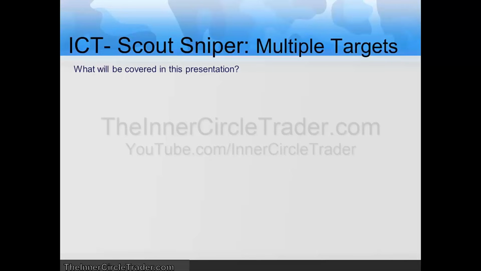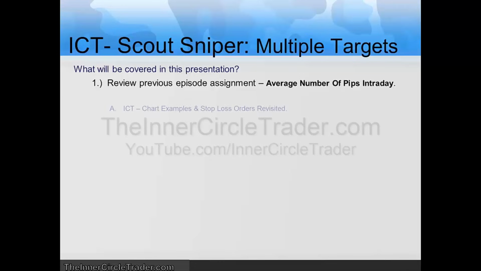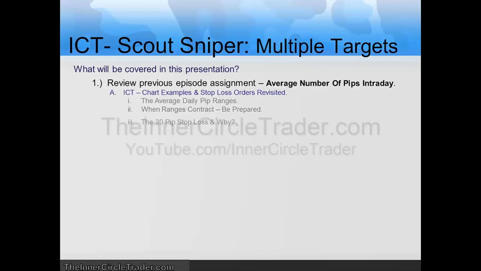What specifically will we be covering in this presentation? We're going to be reviewing the previous assignment, discovering the average number of pips intraday, a study on that. And we're looking at the ICT chart examples and stop loss orders revisited. And we're going to be looking at the average daily pip ranges. We're going to be discussing when ranges contract and why it's essential for you to be prepared. And the 30 pip stop loss and why.